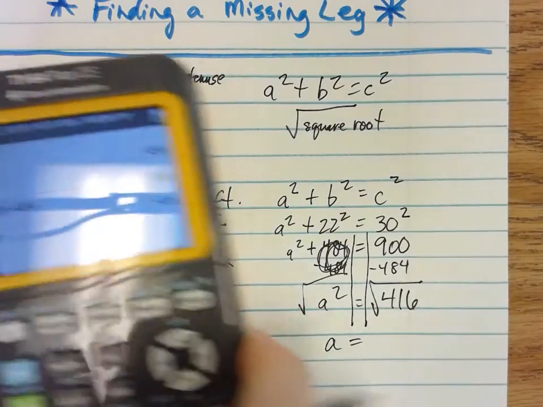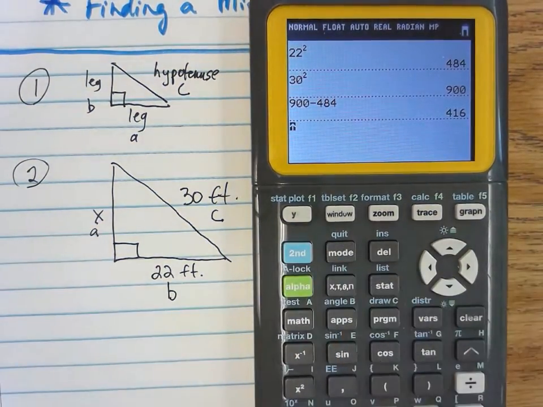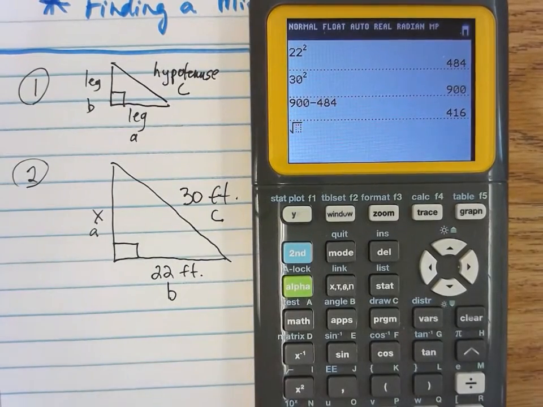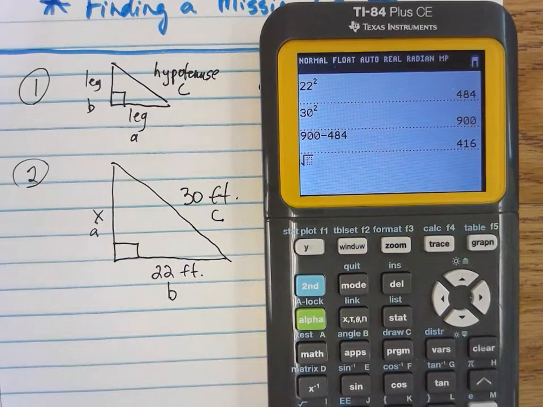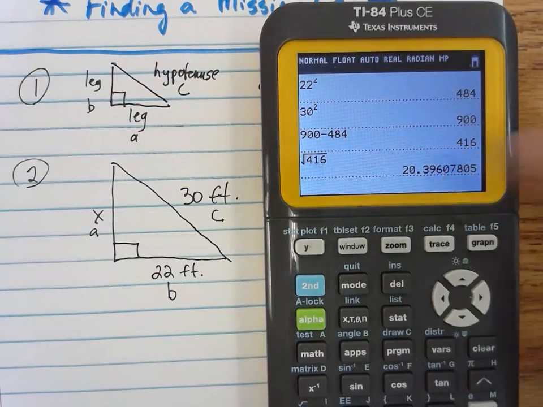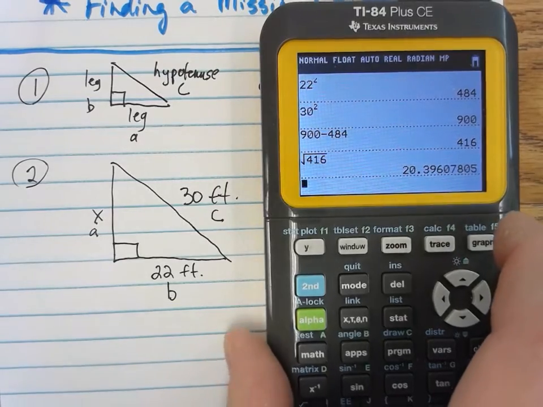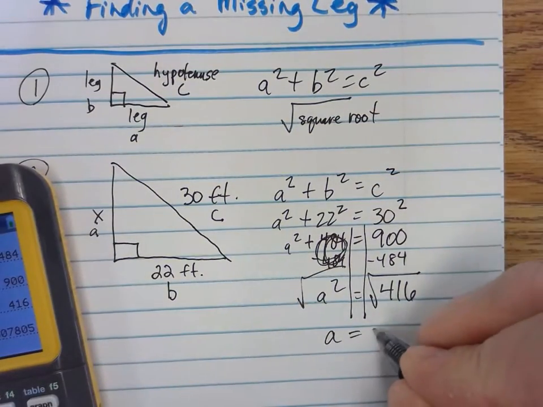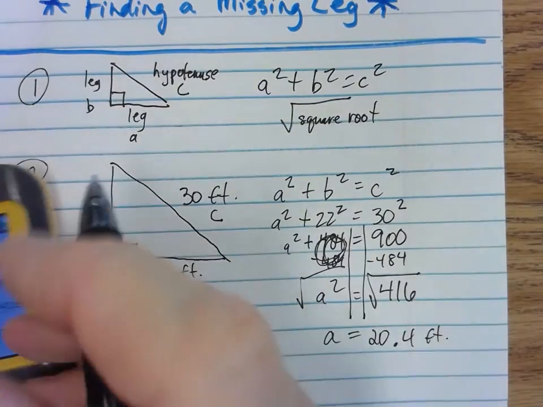So don't forget, if you're using this calculator, you got to hit the second button right there. So second, and then the x squared button gives you a little square root sign, and that is the square root of 416. Alright, got the square root of 416 on there, hit enter, and we're going to say, alright, since there's a 6 right there, that's going to be 20.4, because I'm going to have to round it up. 20.4 is my other leg, 20.4 feet.